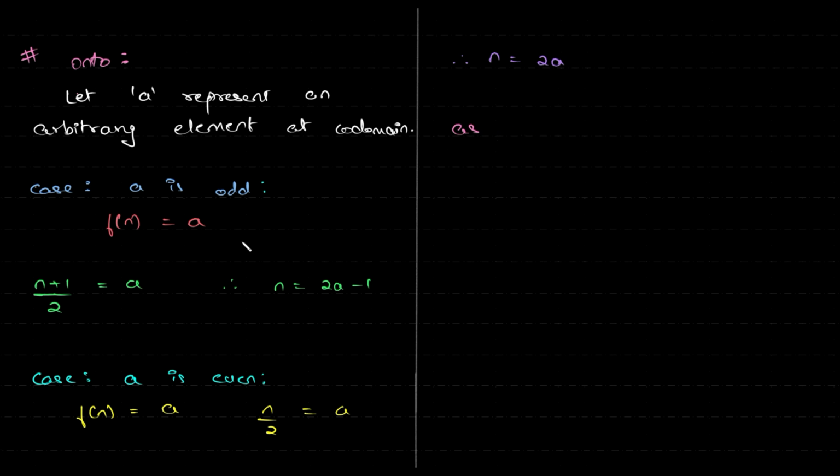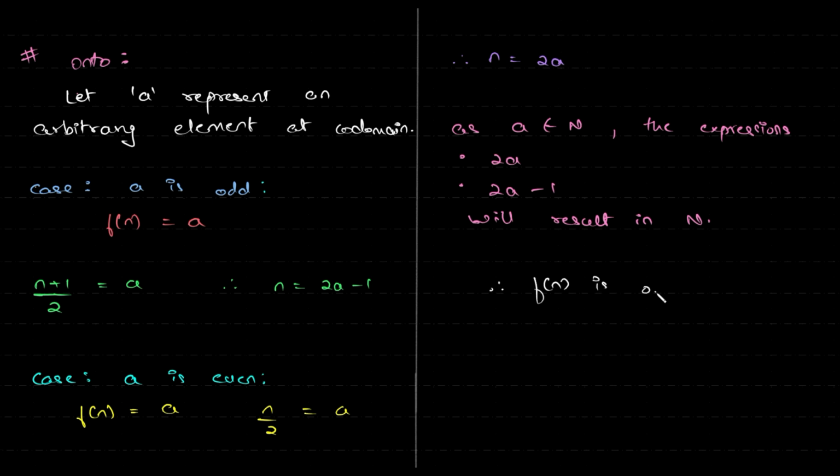Next, we have two expressions, 2A minus 1 and 2A. What can we say about that? Well, if I have A to be all natural numbers, the expressions 2A and 2A minus 1 will result in natural numbers. Therefore, f of n is onto. Okay, emphasis on the word is.